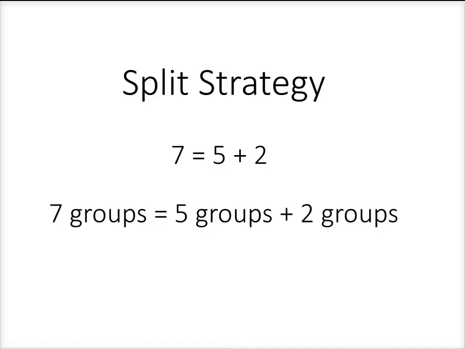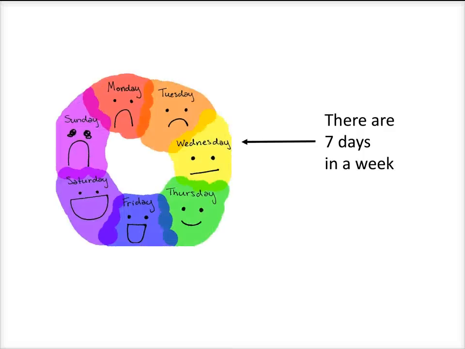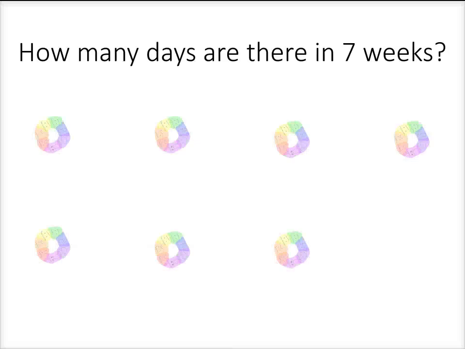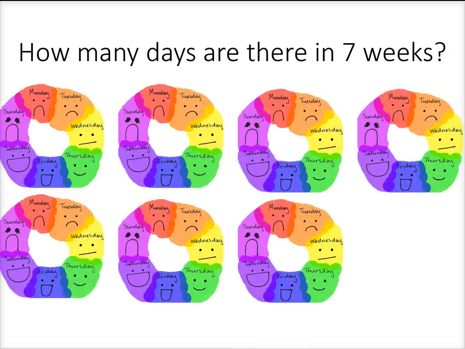We're going to use the split strategy. We know that 7 is the same as 5 plus 2. So we can think of 7 groups as 5 groups plus 2 groups. Remember, multiplication is looking at groups of equal amounts, and that's what we're going to use to help us work out these questions. So there are 7 days in a week. How many days are there in 7 weeks?